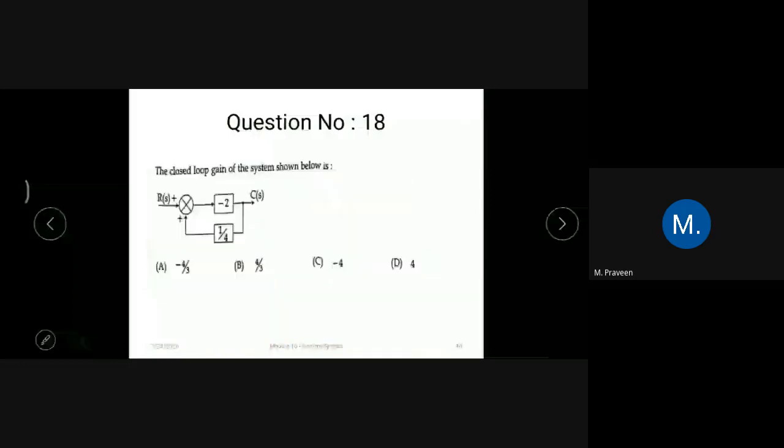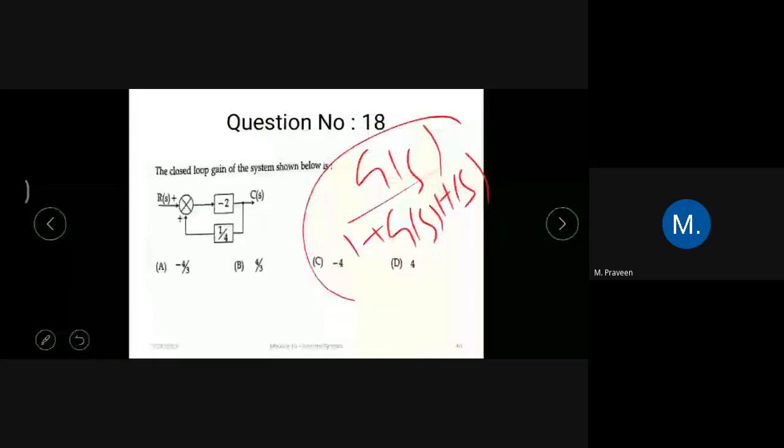The next one, the 18th one: the closed loop system shown below. Here we'll try to make a mistake. We know that we always practice G(s) divided by 1 plus G(s) into H(s). This is the formula we'll always use.